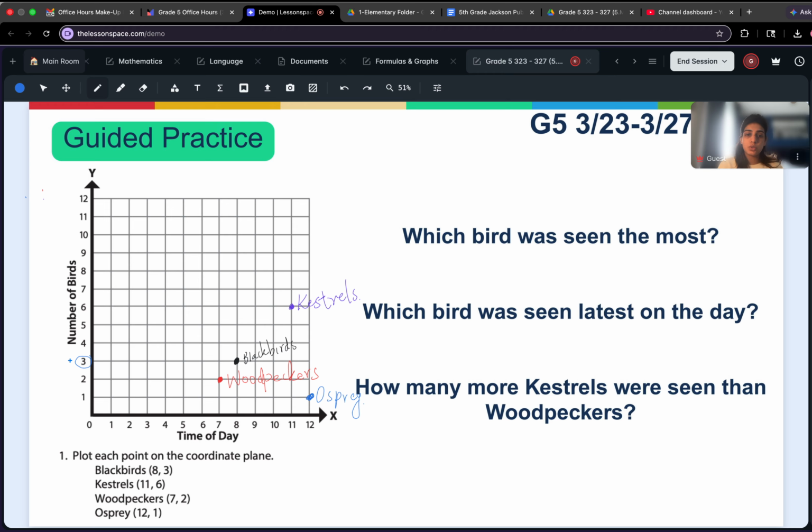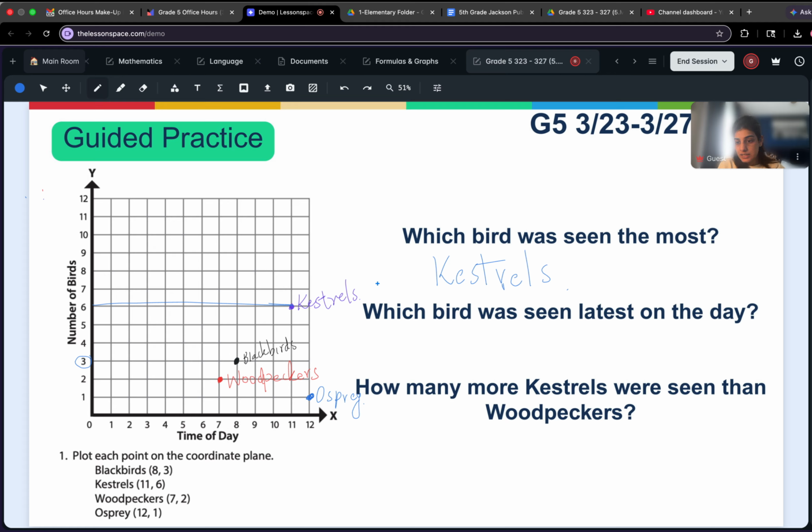The very first question would be, which bird was seen the most? Okay, so the most would be kestrels, because you can see the number of kestrels seen is 6. So the answer to the first one would be kestrels, right? Because this is the most. We do not have any such thing on the y-axis above, so yes, kestrels it is.